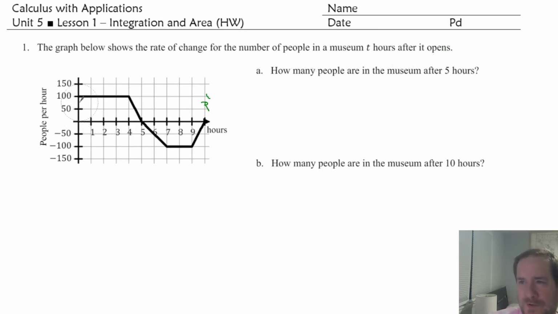Well, we're assuming people are streaming in and in and in and not leaving, right? The rate of change of the number of people in the museum. Yeah, so if we just want to go from 0 to 5, then stop here. Nothing else matters after the 5th hour.